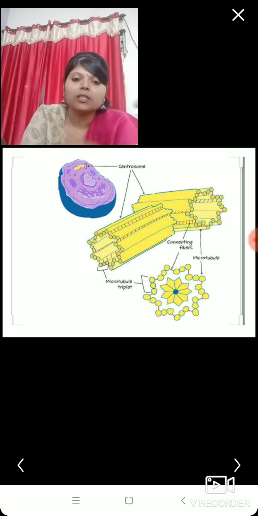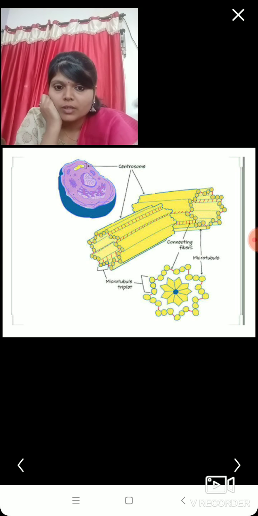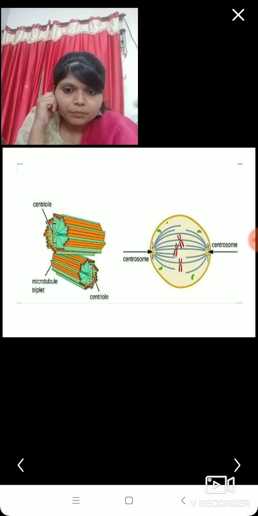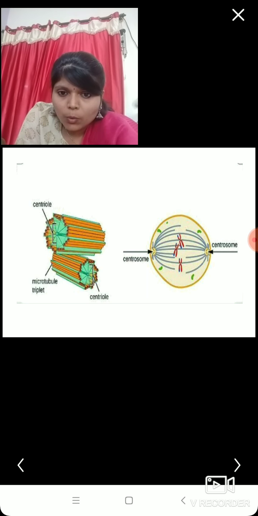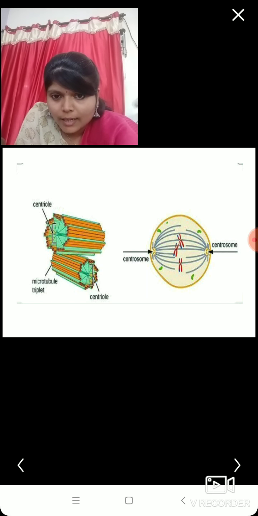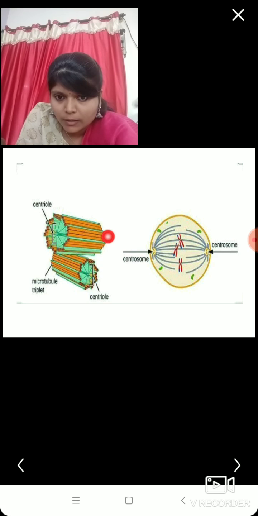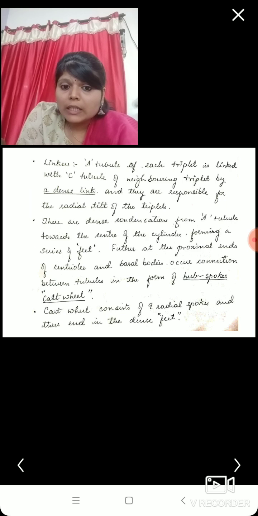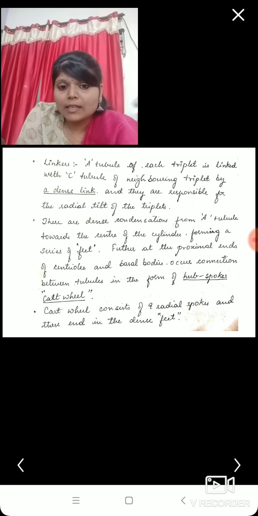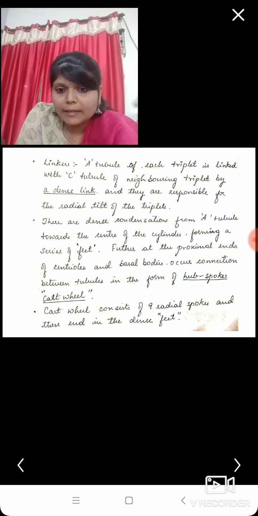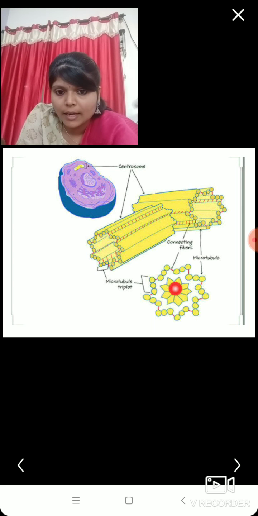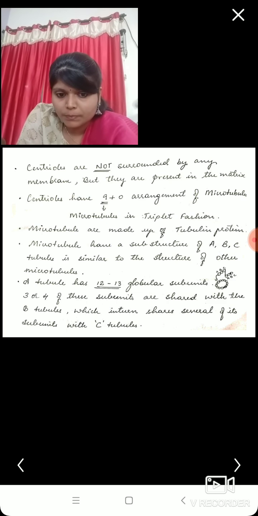See, this is the hub which is there in between, and each of these are the spokes. Here you can see the spokes which are present, and they are connected, and they have a feet here. This is the feet. The cartwheel consists of 9 radial spokes, and these end in the dense feet. That is what is shown here in this diagram, and dense feet.